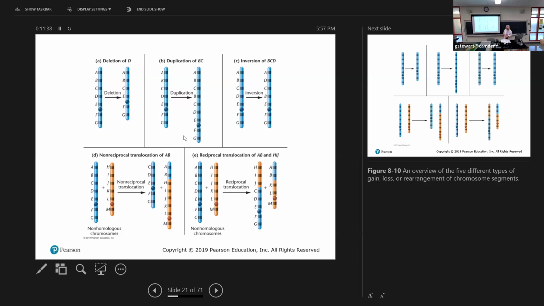Sometimes this is a problem because of the increase in length, the tetrad won't be able to form properly. But also, usually it leads to, in the phenotype, either too much or too little of a particular gene product.